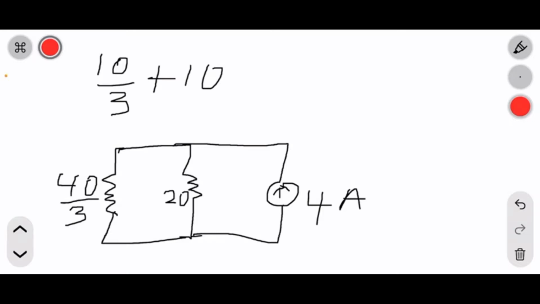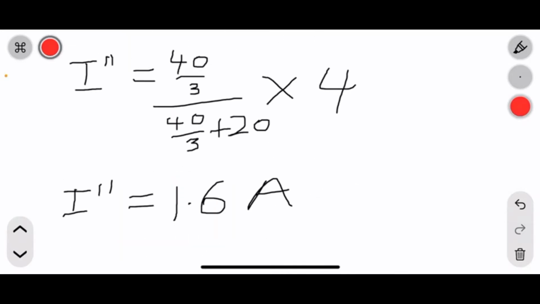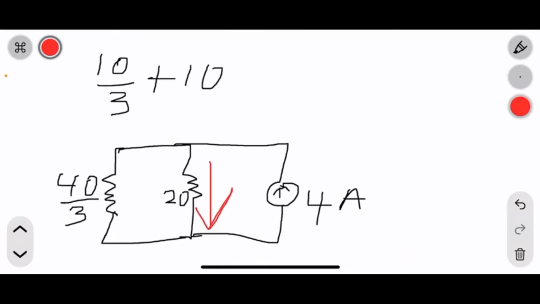What do we do next? You can see that since the resistors are connected in parallel, then we can use the current division rule to find the current flowing through our 20 ohm resistor here. To do that, it's very simple. It will be 40 on 3 over 40 on 3 plus 20 times this 4 ampere here. This is what I just said, and you will get 1.6 ampere. This 1.6 ampere is flowing in the downward direction because the current will flow to this node, and then it will split. One will go here and one will go here, so our value will be positive.